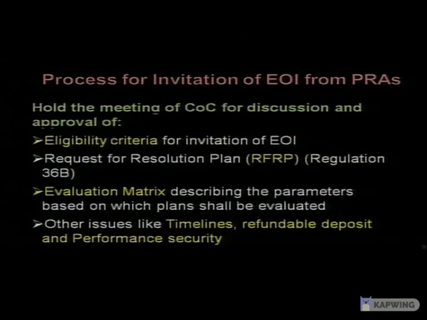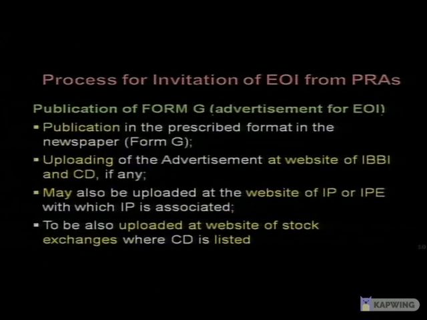So the second step, once they've decided what the criteria is, then a meeting will be held of the COC for discussion, and firstly, of course, on the approval of the eligibility criteria, then what would be the request for resolution plan, which is the RFRP. Again, in the COC meeting, the evaluation matrix will be decided, and other timelines, what are the refundable deposits, what is the performance security, would be decided. Then the next step is where the publication actually happens for a Form G, which is the advertisement for the EOI. So this publication is made in Form G.